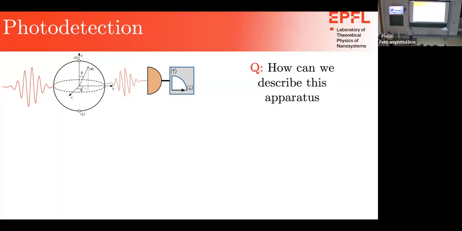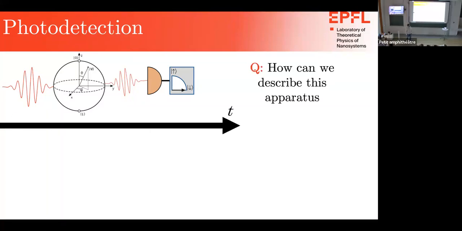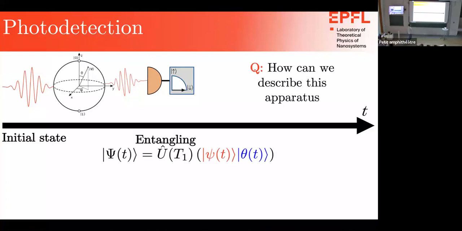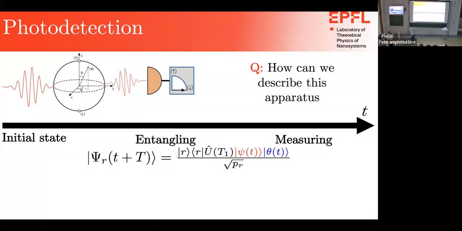So the question becomes then, how do we describe this apparatus? And here we have the arrow of time, and we can think that there is an initial state, which is a separable state of the qubit and the photon. Then this initial state gets entangled through some operation. And finally, we measure the state of the photon through a projective measurement. And here we suppose that the state which we read is associated to the measurement R of the photon, and you get this measurement apparatus.